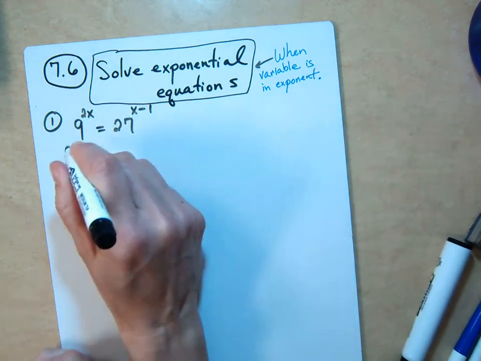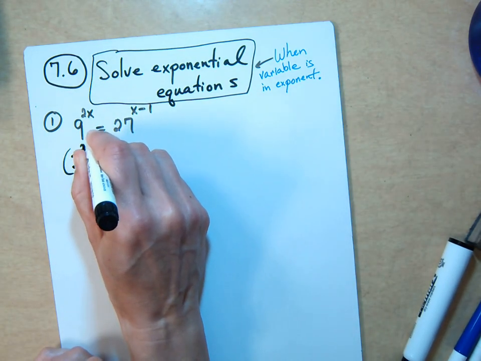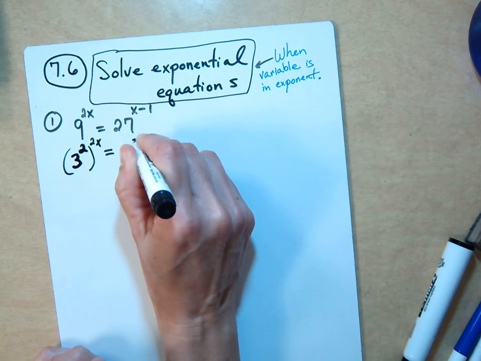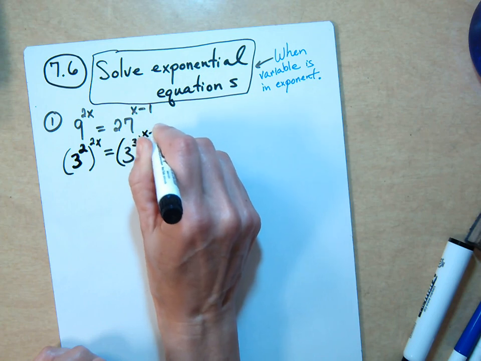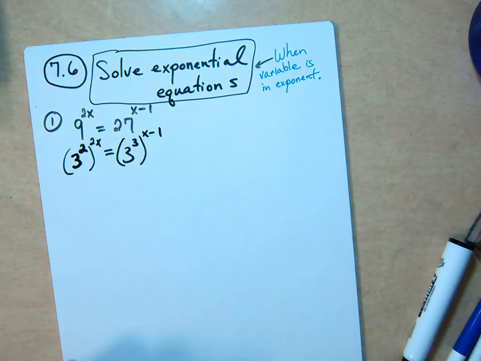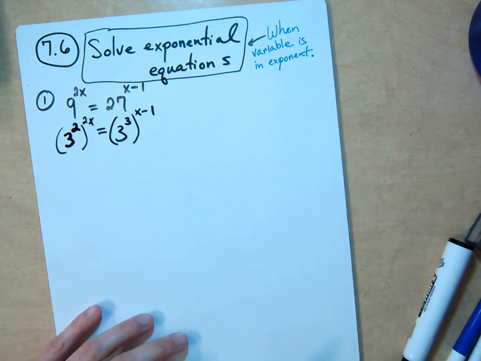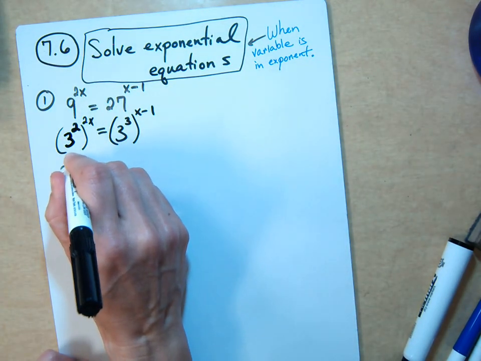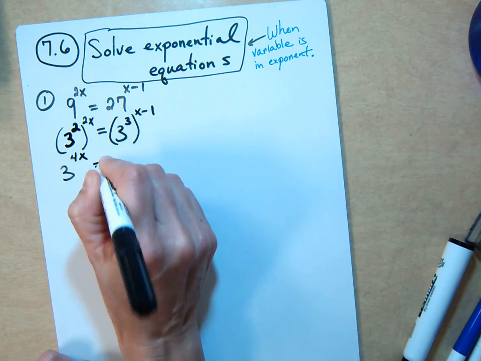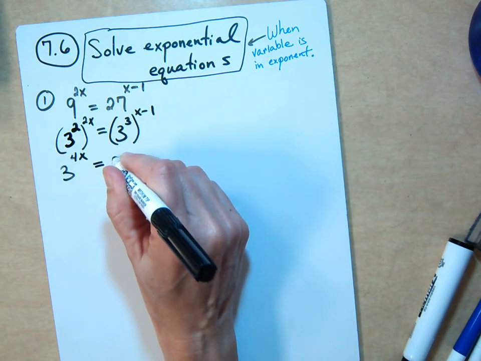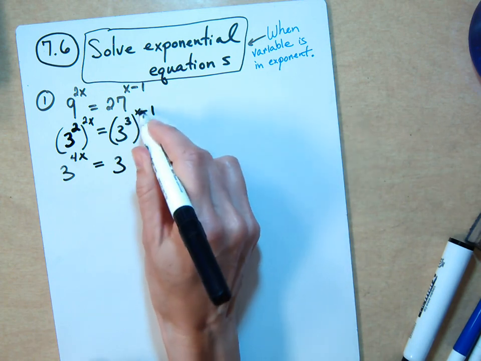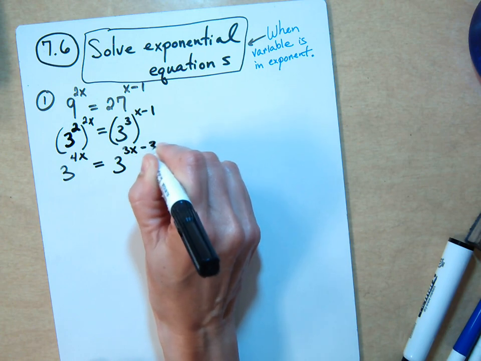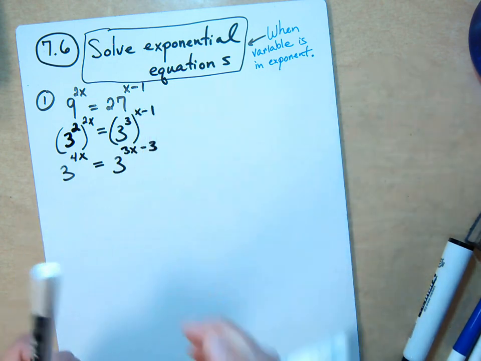It's still raised to the 2x power. And we rewrite 27 as 3 cubed, and it's still raised to the x minus 1 power. And that right there would be the hardest step. So now that they're in the same base, let's just simplify this a little further. This is 3 to the 4x power equals, and we can actually distribute the 3 to both of these. This is 3 to the 3x minus 3 power. You just distribute the 3 to both.